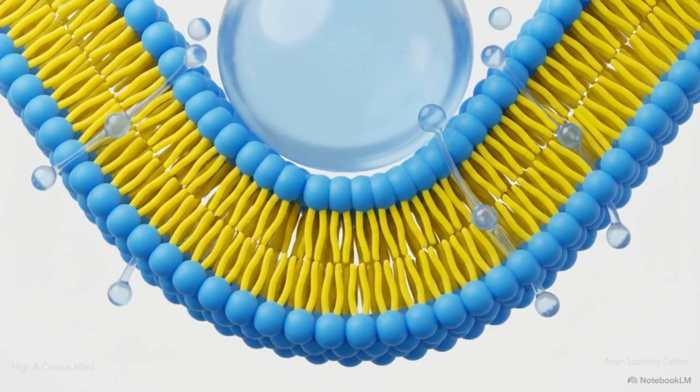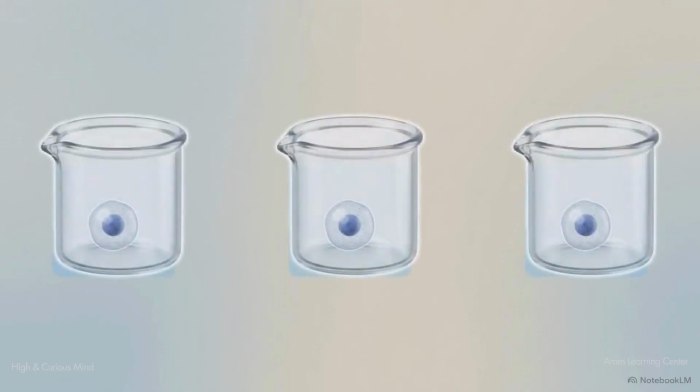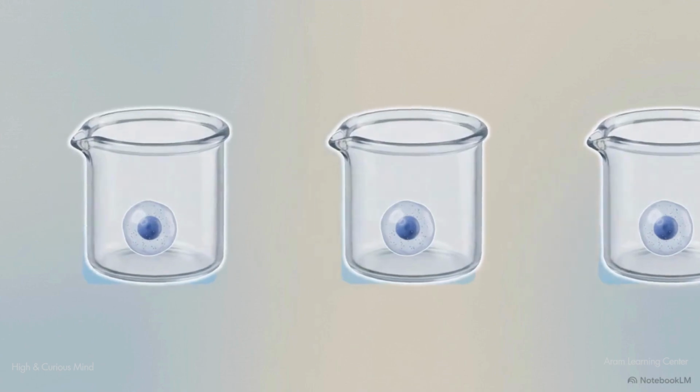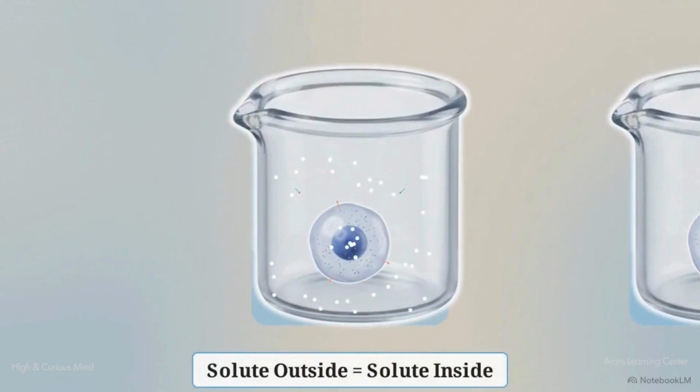This fluid mosaic architecture creates a flexible, adaptable layer that physically accommodates the transport of materials. These three beakers illustrate tonicity, the movement of water across the membrane based on the concentration of solutes, like salt or sugar, in the surrounding fluid. In the first beaker, we have an isotonic solution. The solute concentration is equal inside and outside. Water moves across the membrane at an equal rate, and the cell stays its normal size.